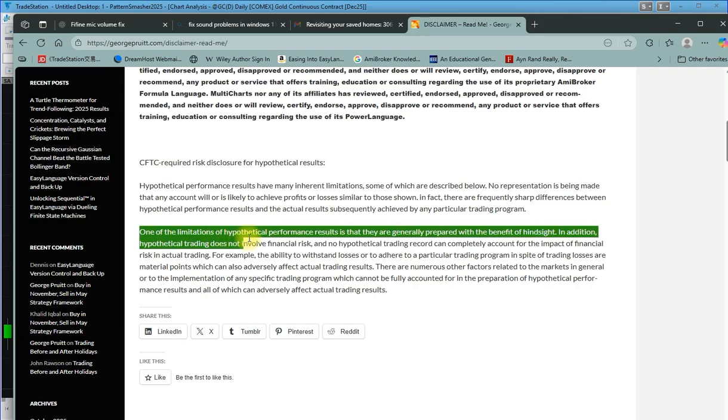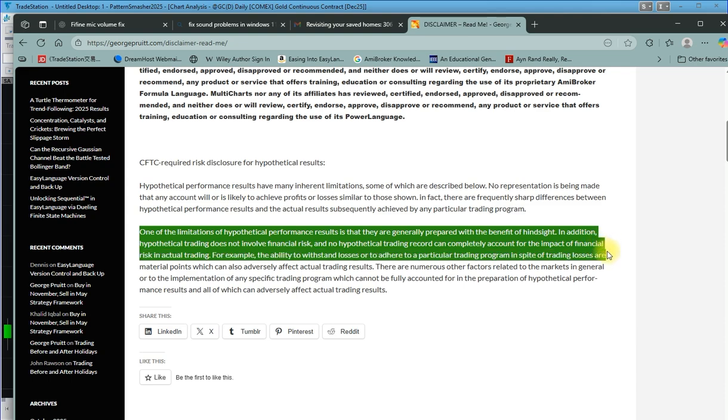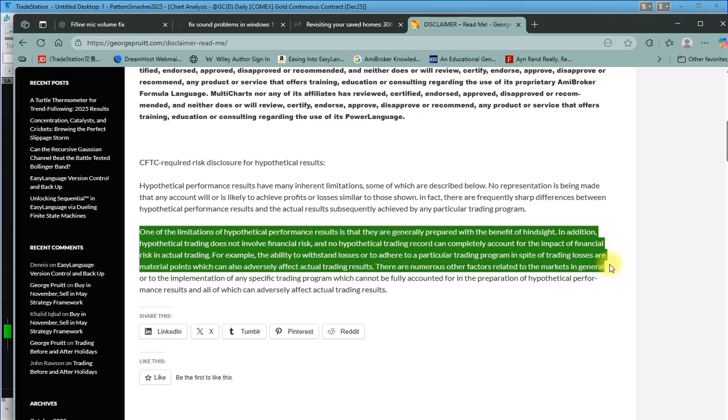One of the limitations of hypothetical performance results is that they are generally prepared with the benefit of hindsight. That's very important. We are looking back in time. We know what happened. In addition, hypothetical trading does not involve financial risk. Well, that makes sense. And no hypothetical trading record can completely account for the impact of financial risk in actual trading. For example, the ability to withstand losses or to adhere to a particular trading program in spite of trading losses are material points which can also adversely affect actual trading results.